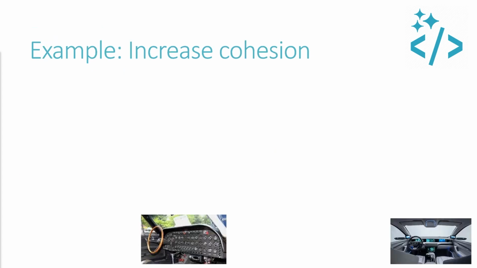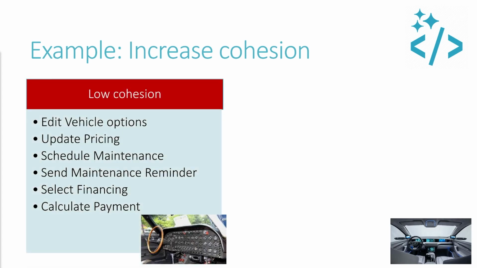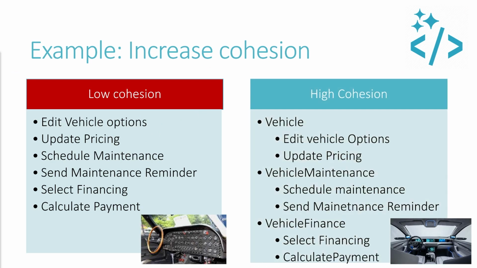Good. Let's see an example of how we can increase cohesion in classes. Here we see how we can create a class with low cohesion, where too many things are put in a single class. We have here a vehicle class which does all these things, like update pricing. Instead, we should focus on creating separate classes for each functionality. So for example, you can create a vehicle class, a vehicle maintenance class, and a vehicle finance class. And everything will be grouped nicer.